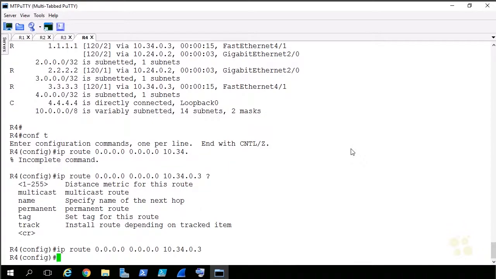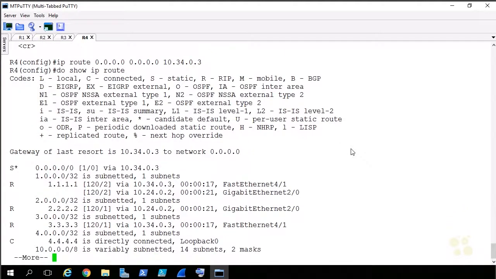So if we press enter here and we do a do show ip route and press enter, check it out. Here's our static route. It's also a candidate default. It's no longer been learned via OSPF. It's been learned because of the static route command that we just injected on this router, and the next hop is 10.34.0.3. So here's the administrative distance, and its cost or metric is 0.